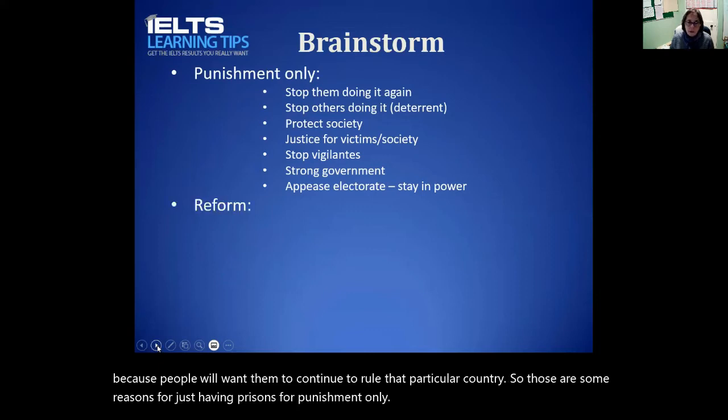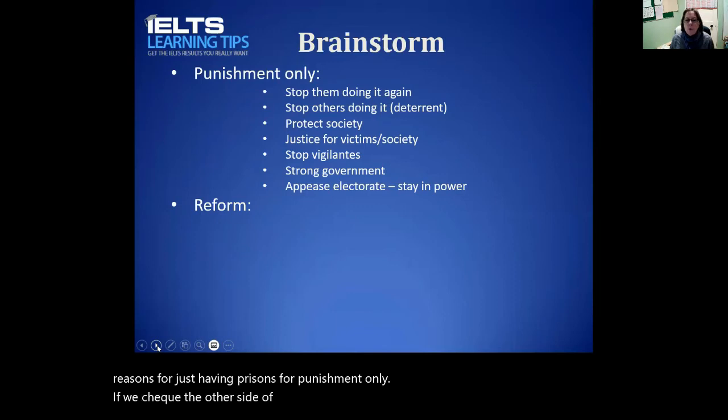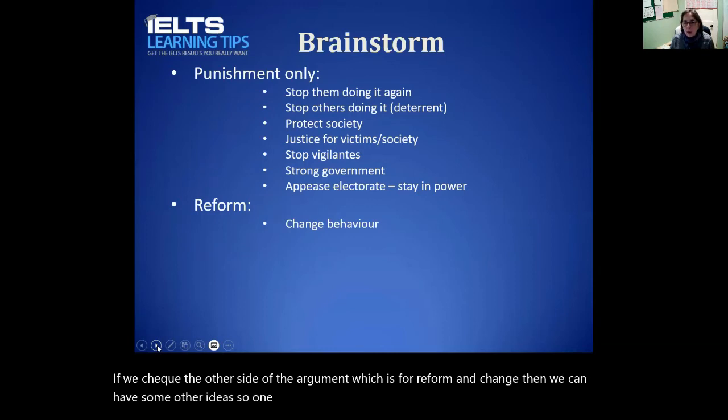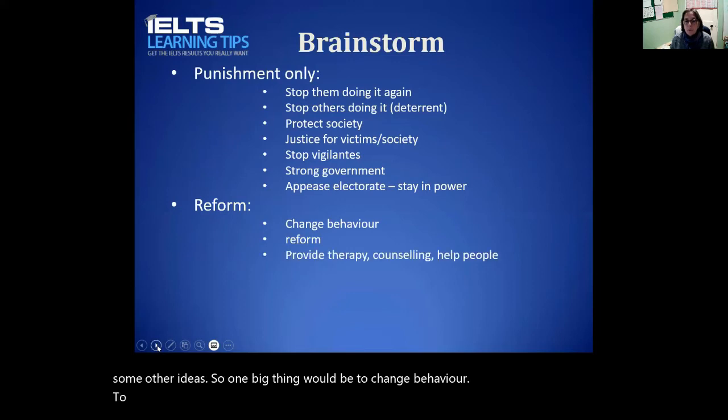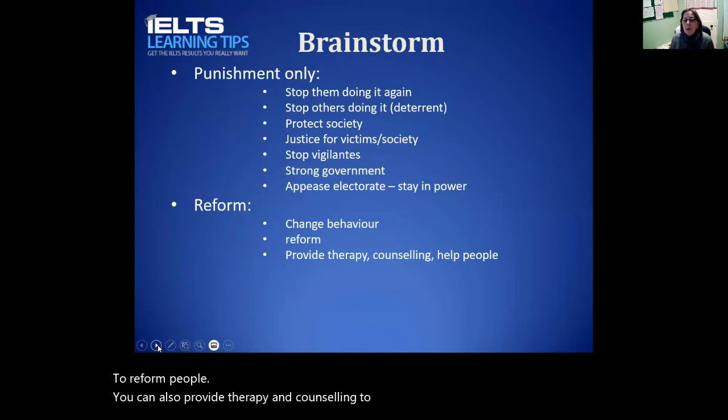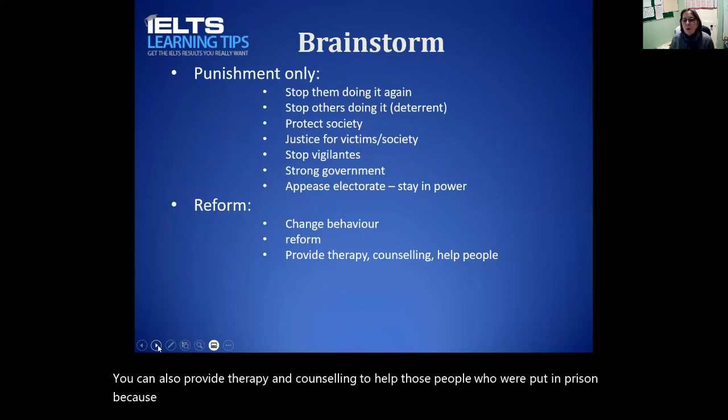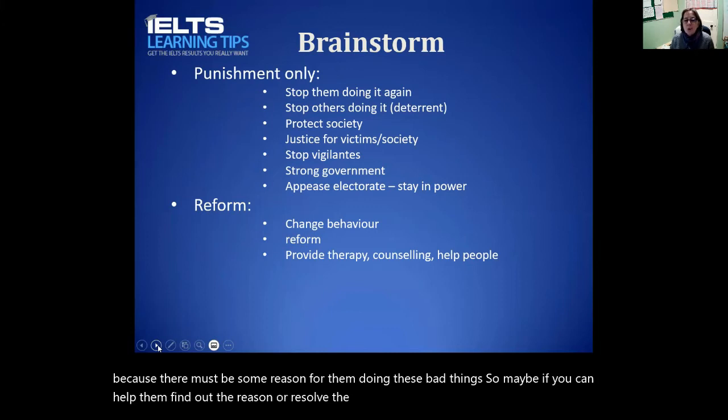If we take the other side of the argument, which is for reform and change, then we can have some other ideas. So one big thing would be to change behavior, to reform people. You can also provide therapy and counseling to help those people who are put in prison, because there must be some reason for them doing these bad things. So maybe if you can help them find out the reason or resolve the problem, then they won't do this again.